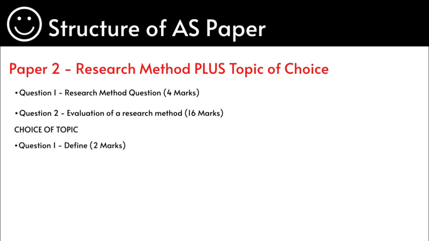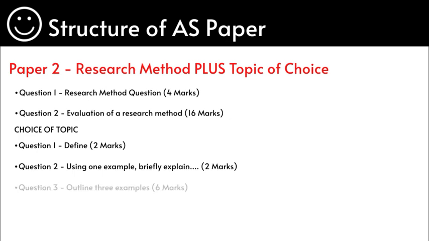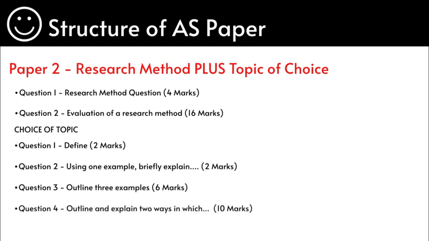The choice of topic starts with a define, again the same structure, using one example, briefly explain, a 2 marker there. Question 3 is 3 examples of. Then we have outline and explain 2 ways in which, again a 10 marker, and then again a 20 marker, the same as the first paper on education, the first section there.